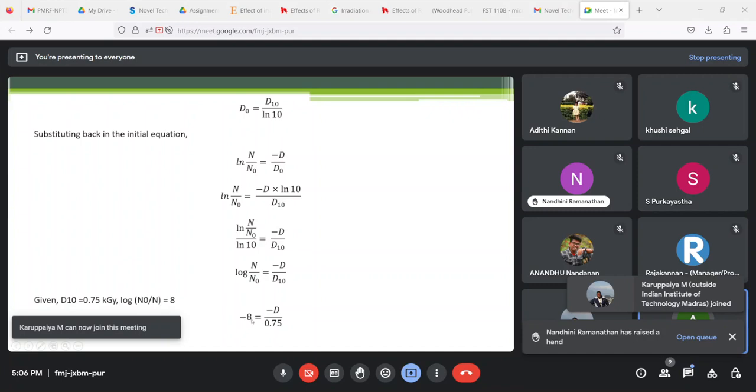So minus 8 is equal to minus D divided by 0.75. So minus minus gets cancelled. You have D is equal to 8 into 0.75, which is 6 kilograms. So the answer is option C. Any doubt, any step that needs to be repeated?